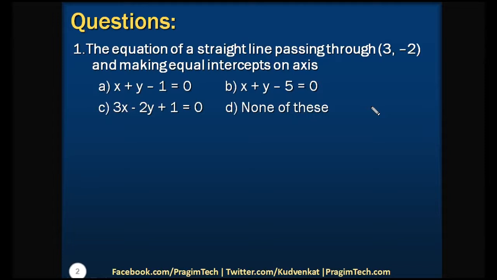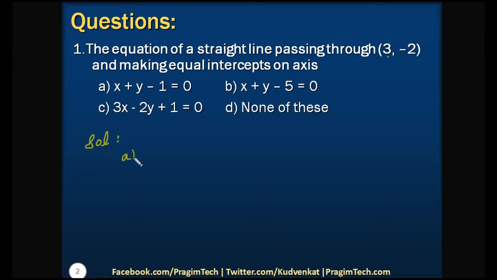The first question is: the equation of a straight line passing through (3, -2) and making equal intercepts on the axes. This type of question we can solve directly from the answers. It is given that this particular line is passing through (3, -2). That means when we substitute x equals 3 and y equals -2, the equation should be satisfied. Then only we can say that the line is passing through the particular point. So let's see which answer satisfies (3, -2).